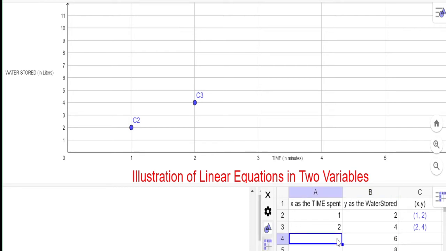So, pagkatapos, if this is 1 and 2, this is 3. So, for 3 minutes, magkakaroon na ng 6 liters. Okay. Plot na natin diretso. So, 1 minute, x is 1, y is 2 liters, in liters. Another, 2 minutes, y is 4 liters.